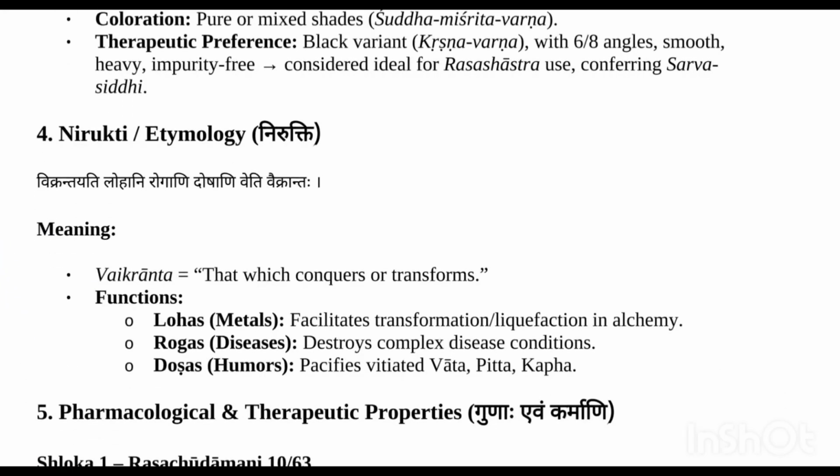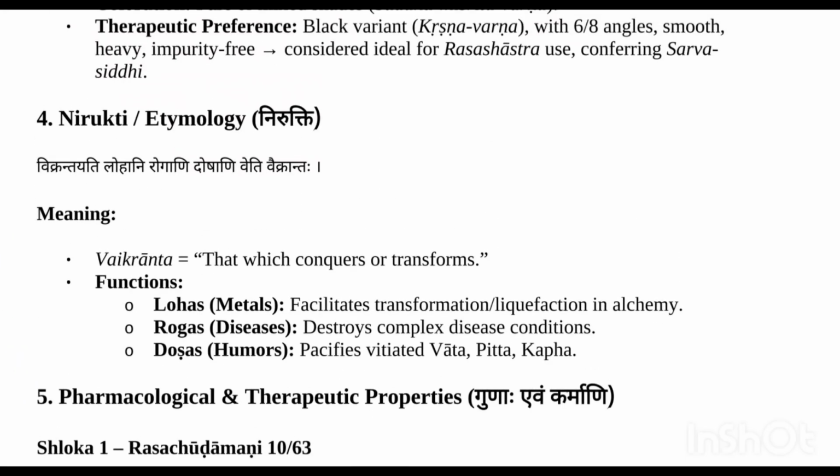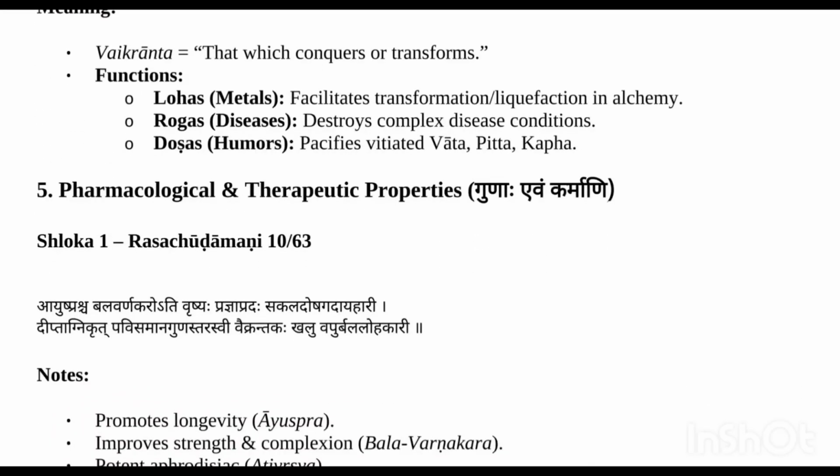Now we see the Nirukti. Vikrayanti lohani rogani doshani veti Vaikrānta. Vaikrant, that is, it transforms; lohani means facilitates transformation in alchemy. Rogani means destroys complex disease conditions, and doshani means pacifies vitiated Vata, Pitta, Kapha. Now we see the pharmacological and therapeutic properties.